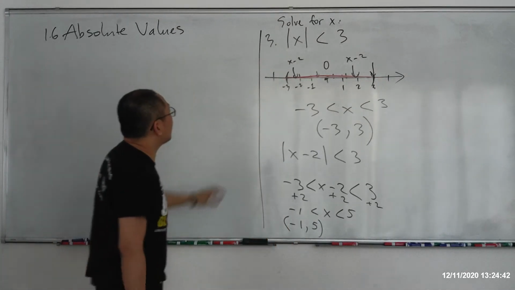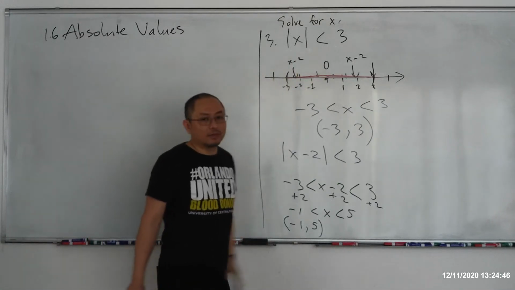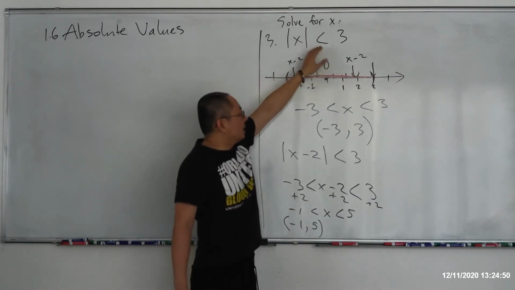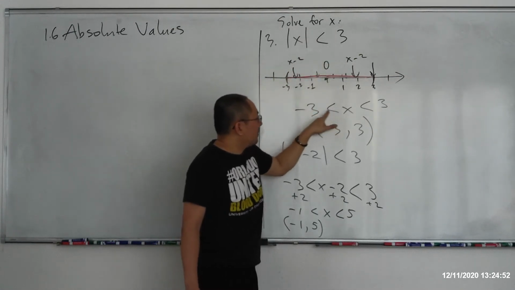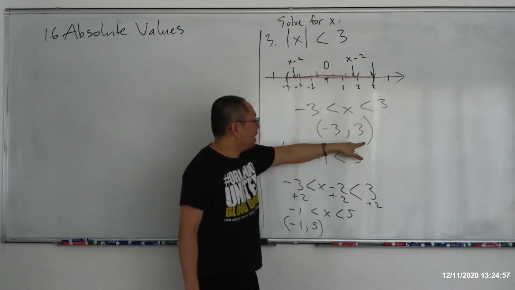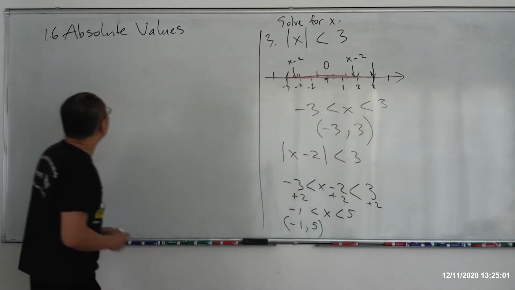Now I'm going to talk about another inequality, but this time instead of less than, greater than. Oh, by the way, anything that works with less than also works with less than or equal to. Do the same thing again. Less than or equal to. And instead of having the parentheses, you change to square brackets if it's less than or equal to.